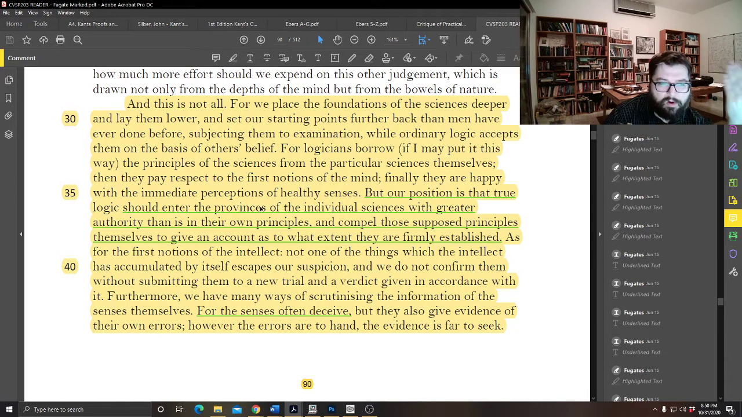So he says, all of this is not all, for we place the foundations of the sciences deeper and lay them lower and set our starting point further back than men have ever done before, subjecting them, the first principles, to examination, while ordinary logic accepts them on the basis of others' belief. For logicians borrow the principles of the sciences from the particular sciences themselves, then they pay respect to the first principles of the mind, and finally they are happy with the immediate perceptions of healthy senses. But our position is that true logic should enter the province of the individual sciences with greater authority than is in their own principles, and compel those supposed principles themselves to give an account as to what extent they are firmly established.